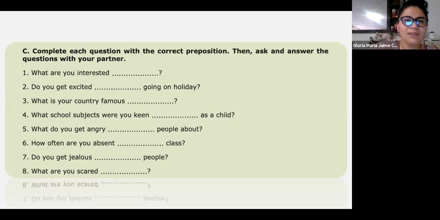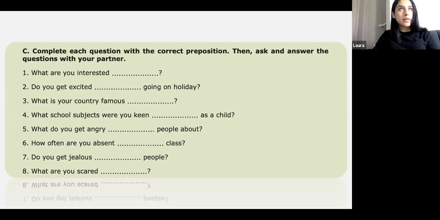Laura, what do you get angry with people about? I get angry when people lie to me. Lie with lies. I get angry with it. Okay, Gloria, what do you get angry about?